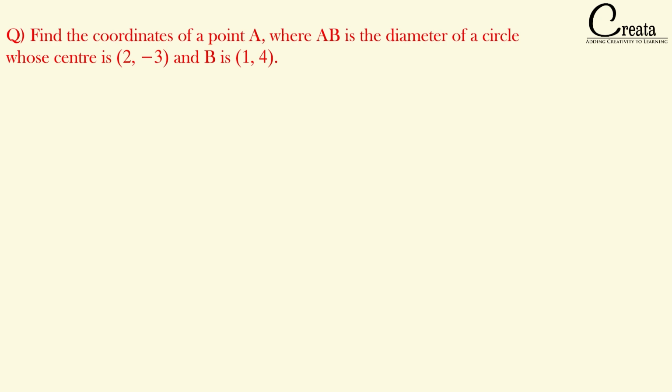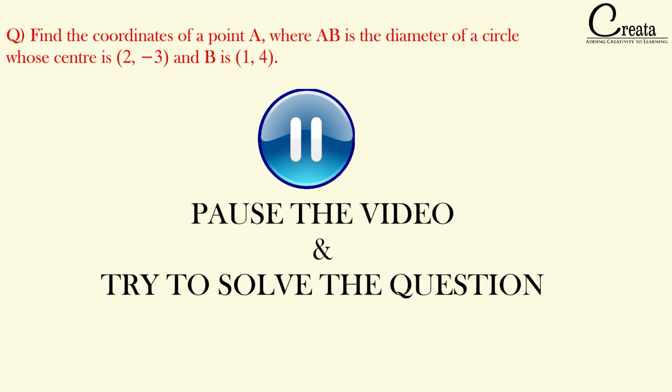The question is, find the coordinates of a point A where AB is the diameter of a circle whose center is (2, -3) and B is (1, 4). Try to solve this question. Pause the video and solve the question.